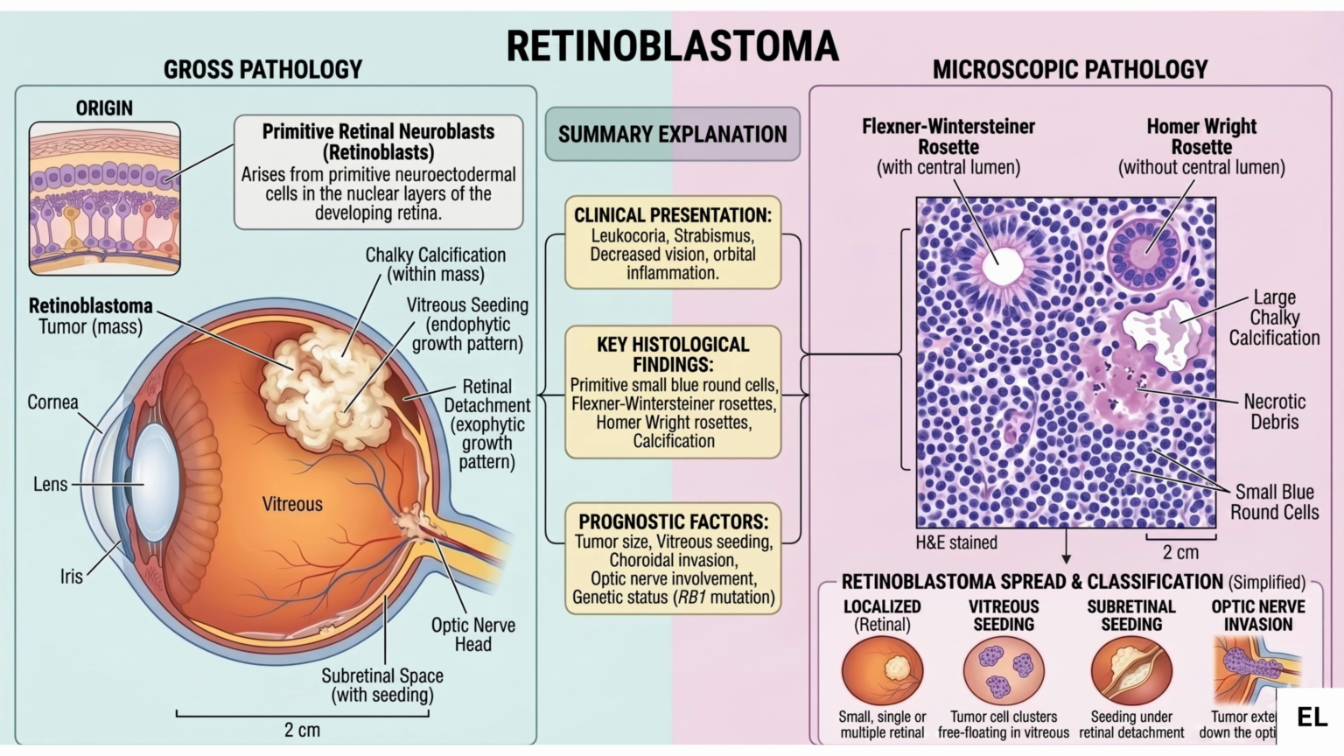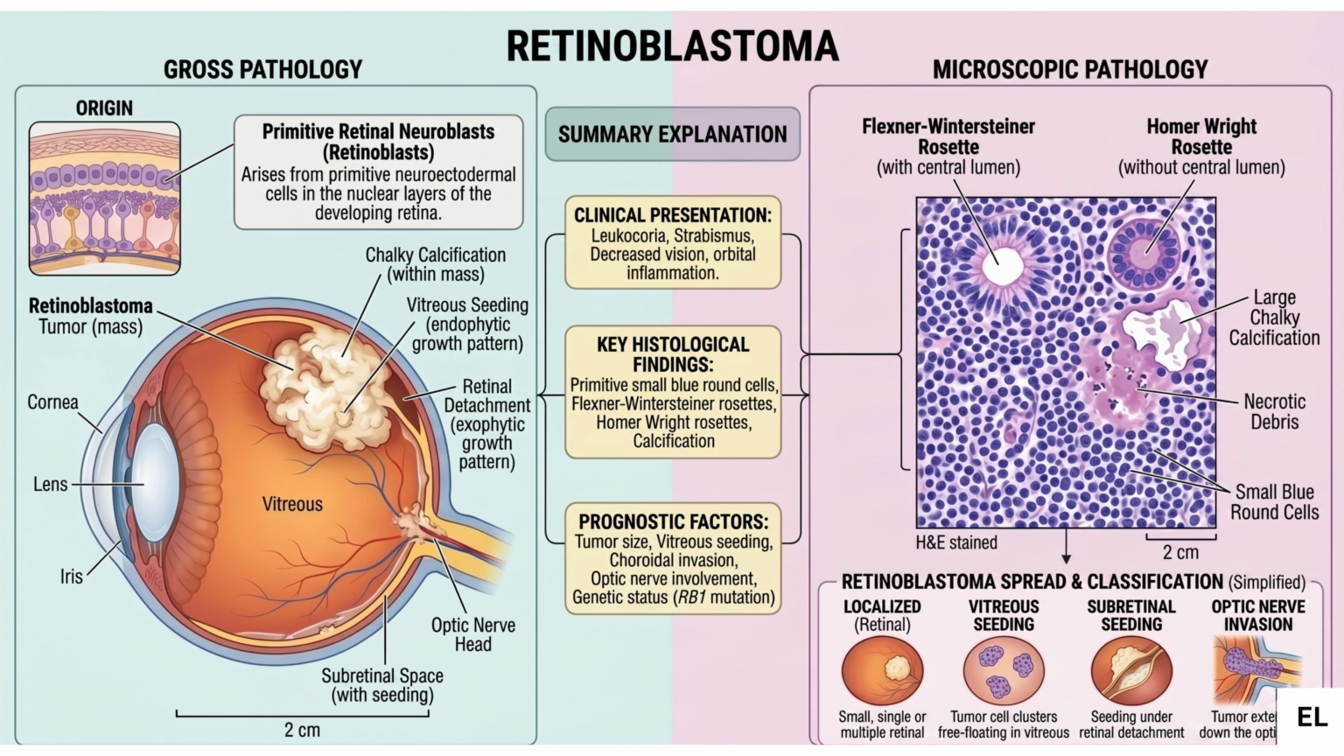Several factors influence prognosis. Tumor size, extent of vitreous seeding, degree of choroidal invasion, and optic nerve involvement all affect outcomes. The genetic status of the RB1 gene is also highly important. Children with hereditary retinoblastoma often have bilateral disease and are at increased risk of developing secondary malignancies later in life, including osteosarcoma and soft tissue sarcomas. Fortunately, with modern therapies including chemotherapy, focal laser treatment, cryotherapy, plaque brachytherapy, and enucleation when necessary, survival rates are excellent when the disease is detected early.